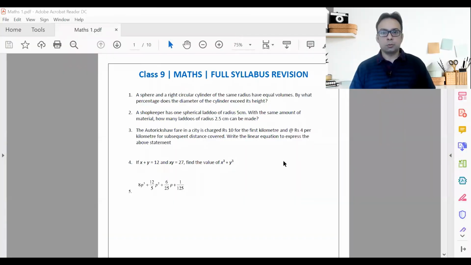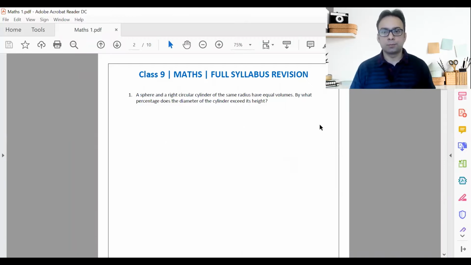Very well. So I'm assuming now you have attempted the questions. Let's go on to the solutions. First question on the screen. A sphere and a right circular cylinder of the same radius have equal volume. So clearly a case of volumes that we will apply here. First of all, by what percentage does the diameter of the cylinder exceed its height?